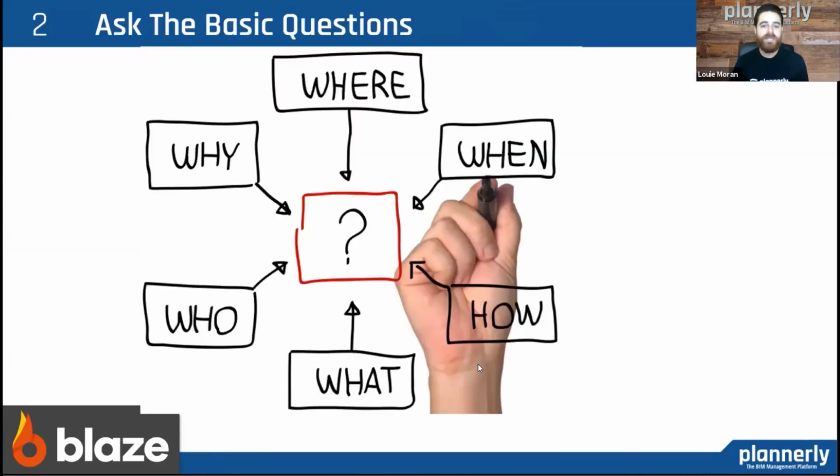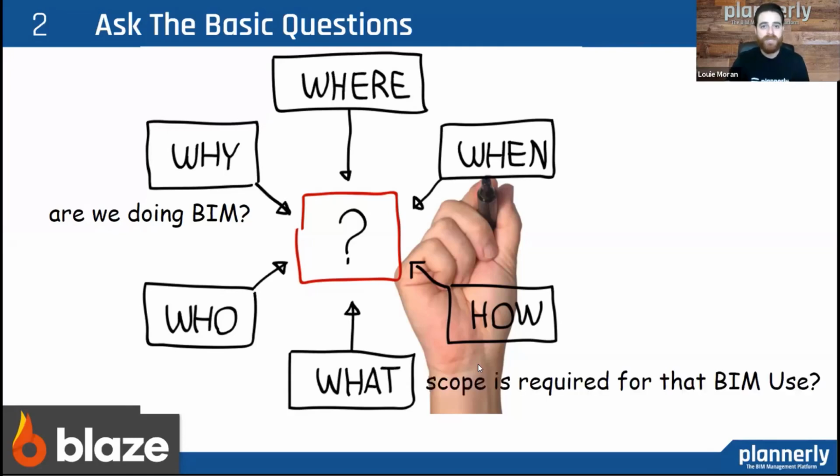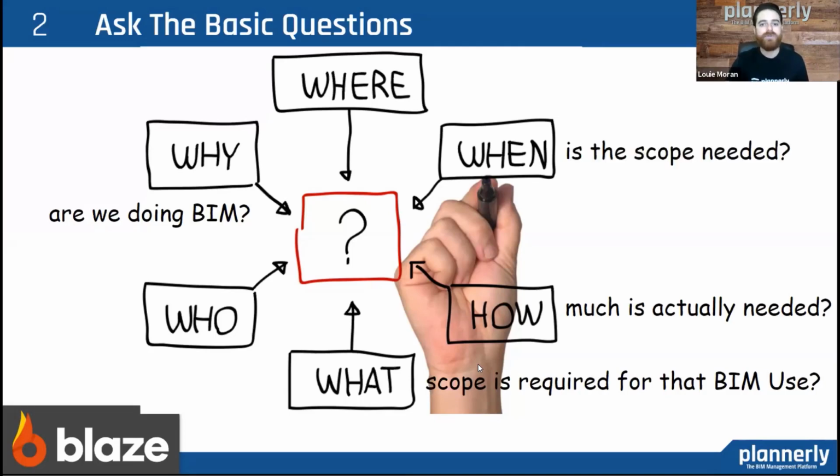The first thing we need to do is answer the basic questions. The most important question is, why are we doing BIM on this project? What are its actual uses and goals? We need to first define those before we can answer the rest of these questions. Once we know why we're doing BIM, what scope is required for that use? And how much is needed? What's the level of geometry? How much information do we need to include?